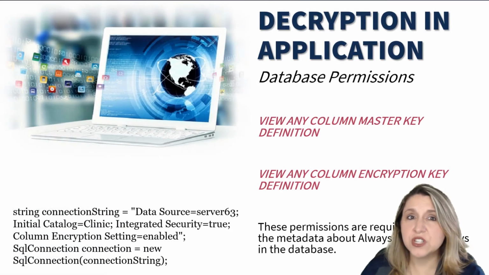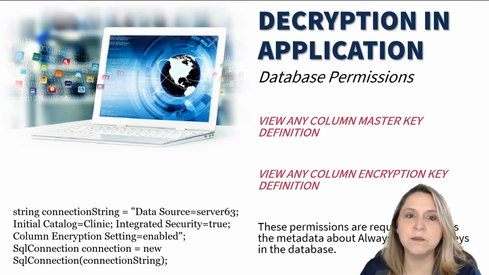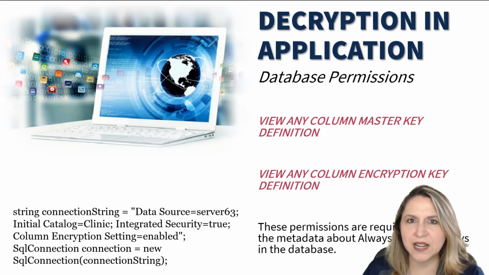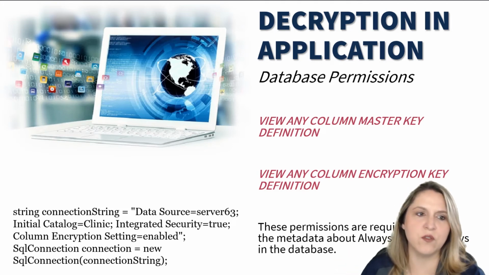So there's a few permissions you have to have in order to decrypt the data in the application or as a user. You're going to have to have view any column master key definition. It's just the metadata permission. And then you're going to have that same permission, view any column encryption key definition. Those are needed in order to get the information from the database on what columns are encrypted, where the key store is. All of that information is here.